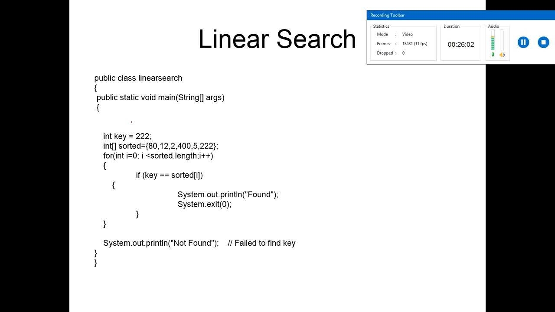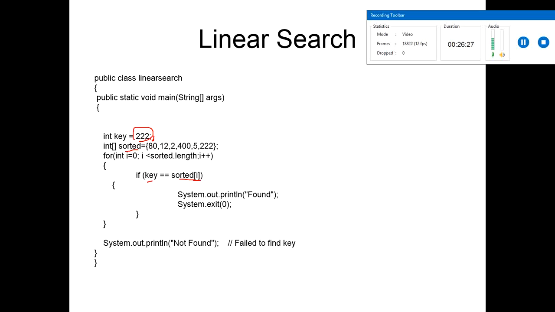Alright, so for example, we have this array. The name of the array is sorted. I have these elements and this is the key. I want to find out this key. So we will traverse all of the array. Now for each of the elements we will check if key is equal to sorted[i]. That means my I is equal to 0. This is I. So array at I, sorted[0], is 80.